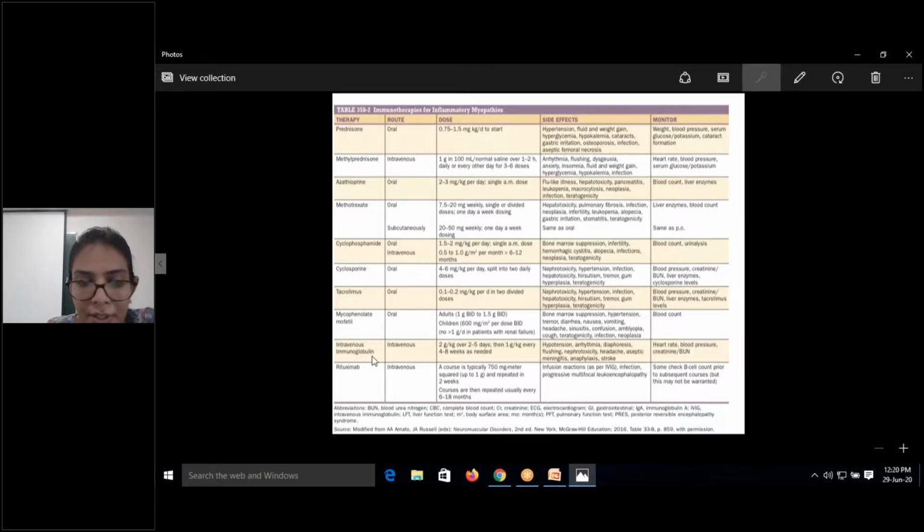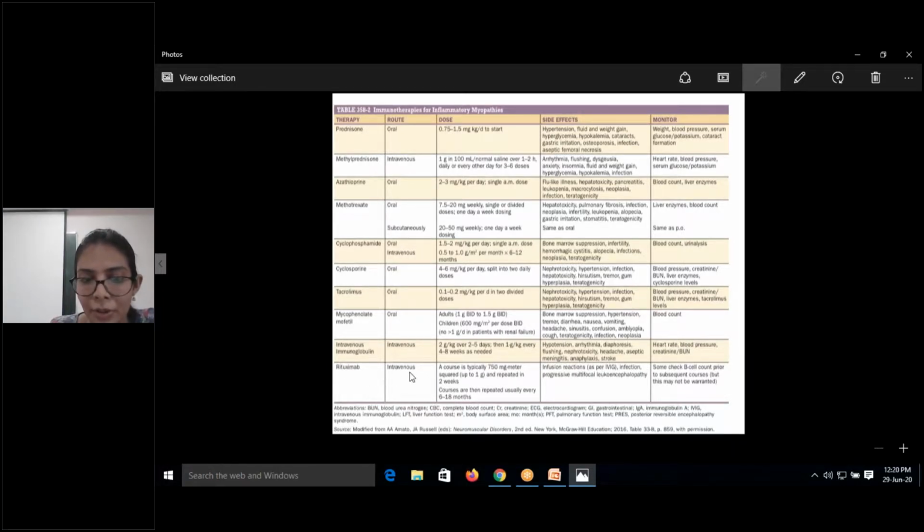Then coming to intravenous immunoglobulins, 2 gram per kg over 2 to 5 days, then 1 gram per kg every 4 to 8 weeks is needed. Whenever you give immunoglobulins, you need to take care of the vitals, because hypertension is a well-known side effect. Arrhythmia, diaphoresis, flushing, and nephrotoxicity can occur. Monitor heart rate, blood pressure, and creatinine levels.